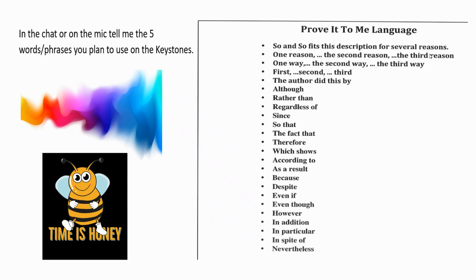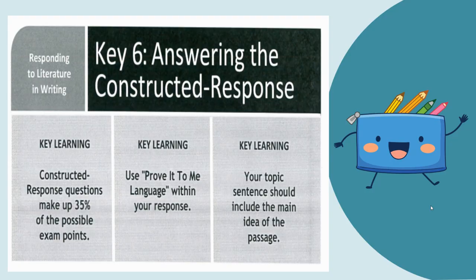Things like: so and so fits this description, first, second, third, the author did this by, rather than, the fact that, therefore, according to, as a result, even though, however, in particular, in spite of, nevertheless. You can pause this to look for 5 that will really stand out to you or help you with Keystones.